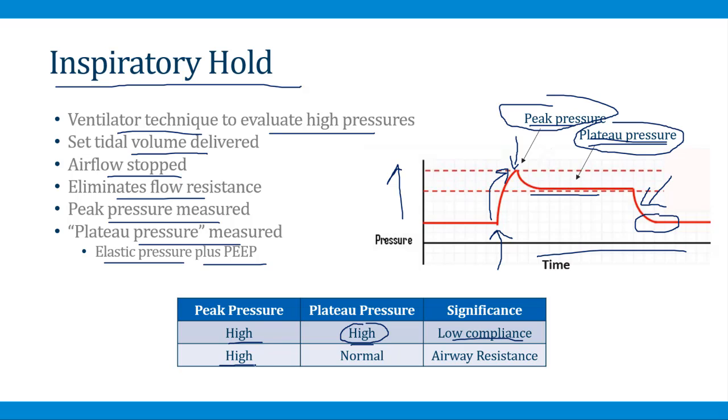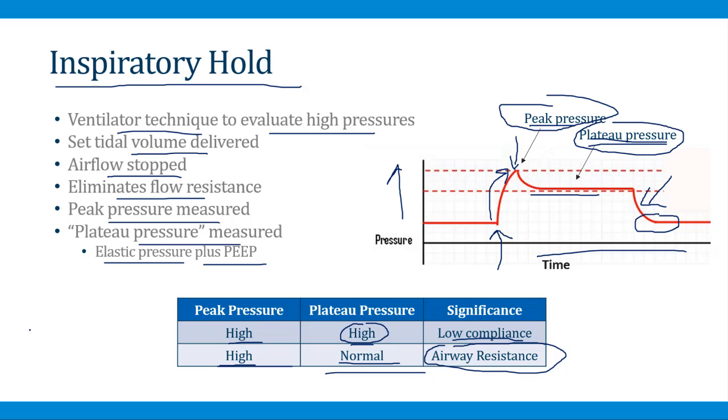If, however, the peak pressure is high but the plateau pressure is normal, this tells you that the problem is airway resistance. And the usual cause of airway resistance in a patient on a ventilator is mucus plugging. When mucus plugs up the bronchioles, it makes it very difficult to force air in, and that will raise the peak pressure, but it will have no effect on the plateau pressure because lung compliance hasn't changed.